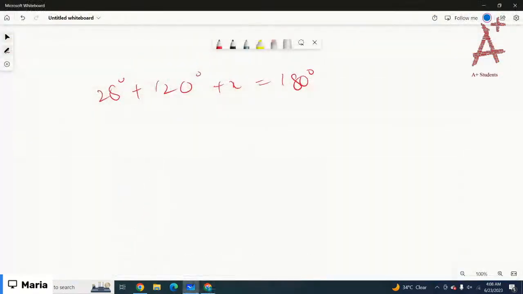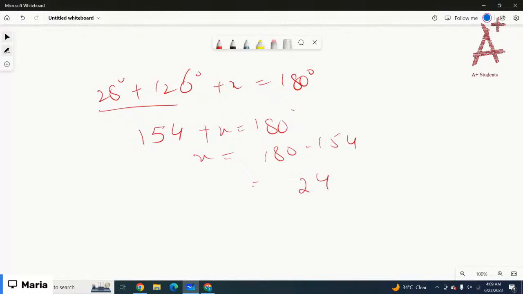That is 126. Now just add these two angles: 28 plus 126 is 154. 154 plus x equals 180. Move 154 to the other side, so it would be 180 minus 154, which is 26. That means the missing angle equals 26 degrees. Got it?